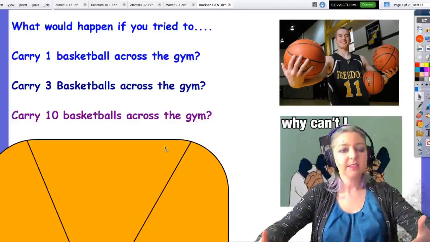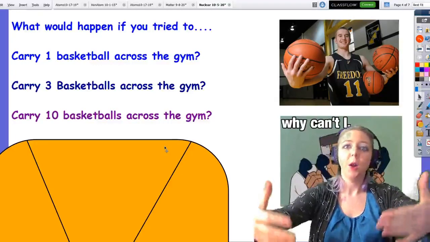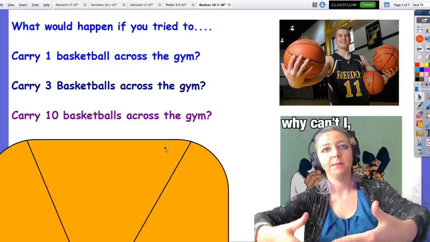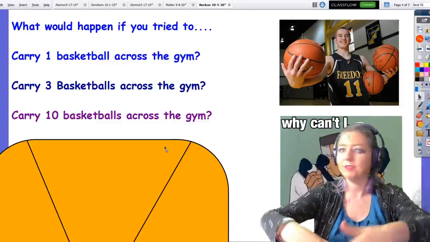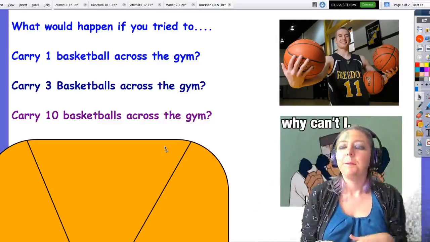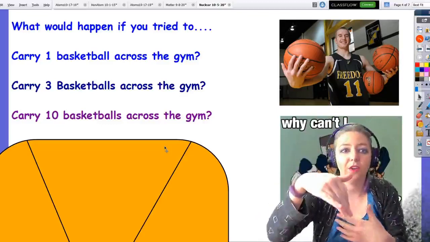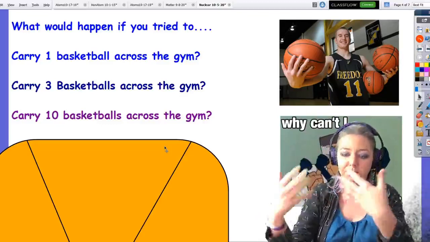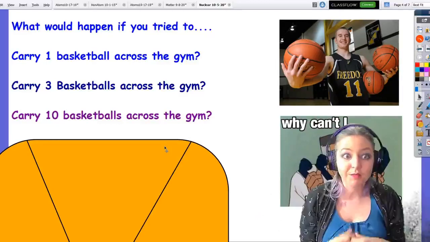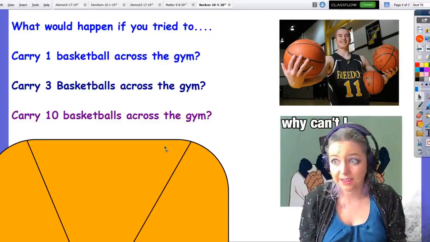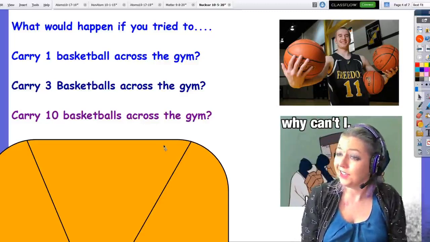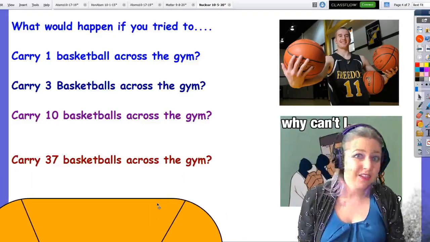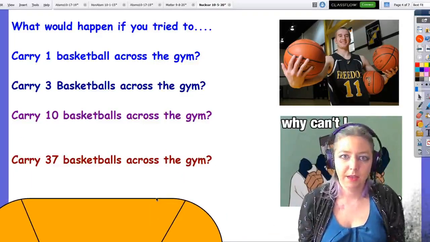I could easily see myself with a student, piling on 10 basketballs and asking, okay, now go over to the other side of the gym. Take all of these 10, no carts, just with your arms. But after a few steps, one might fall off, and then usually when one falls off, it's a bit of a cascade of more. So 10 is maybe not possible, maybe possible if you're lucky. 37, there's no way you can carry that many.